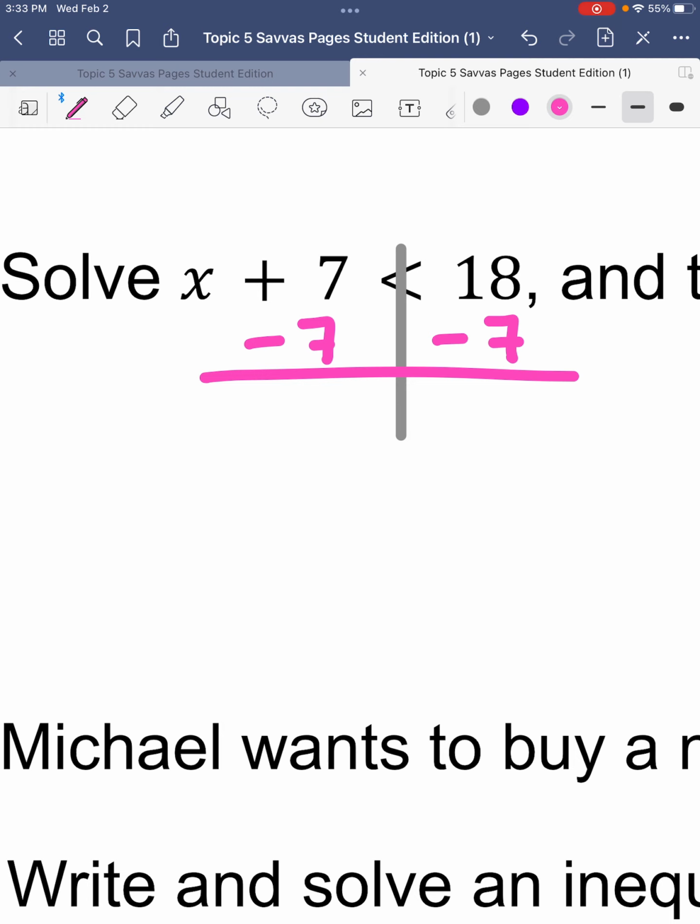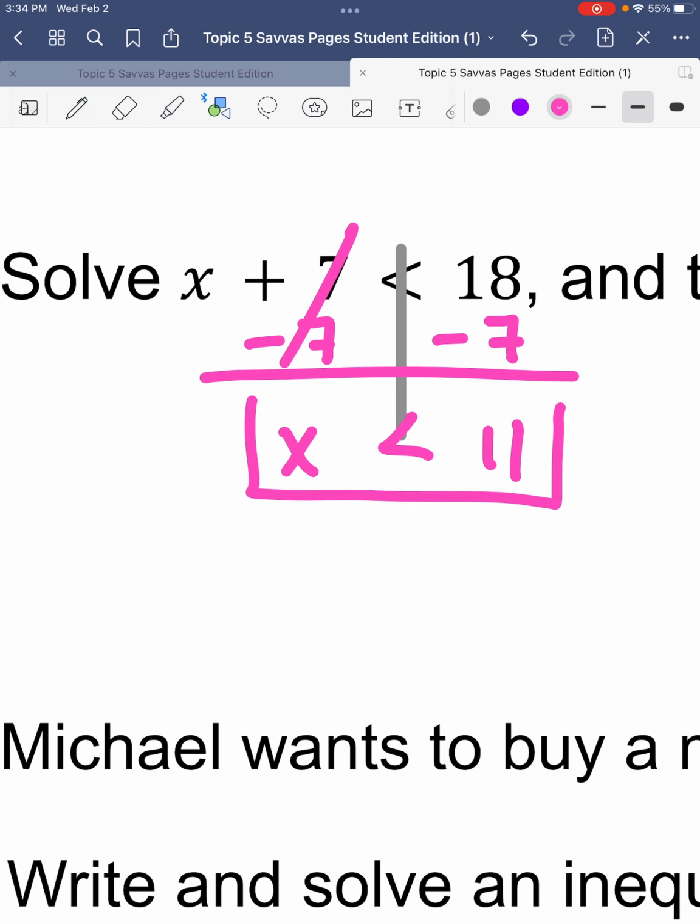So on the side with the x, the 7's cancel out. X comes down. My inequality sign stays the same. 18 minus 7 is 11. Sorry, y'all. So x is less than 11. That is our solution. And now we just need to graph that solution.